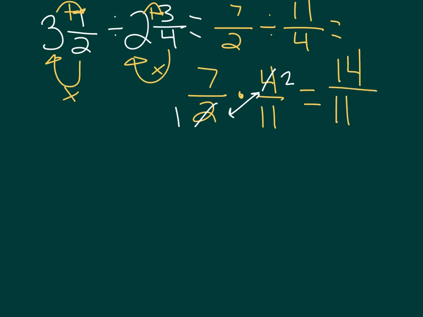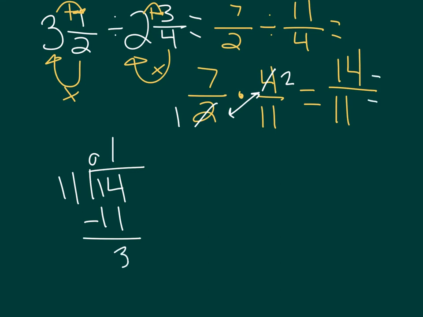Now we're almost done. We just need to change this improper fraction to a mixed number. So we will divide. 14 on the inside, 11 on the outside. 11 doesn't go into 1. 11 goes into 14 one time. To give us 11, we subtract and get a remainder of 3. So our whole number is going to be 1. Our numerator will be 3, and our denominator will be 11. We can't simplify this, so it is our final answer.